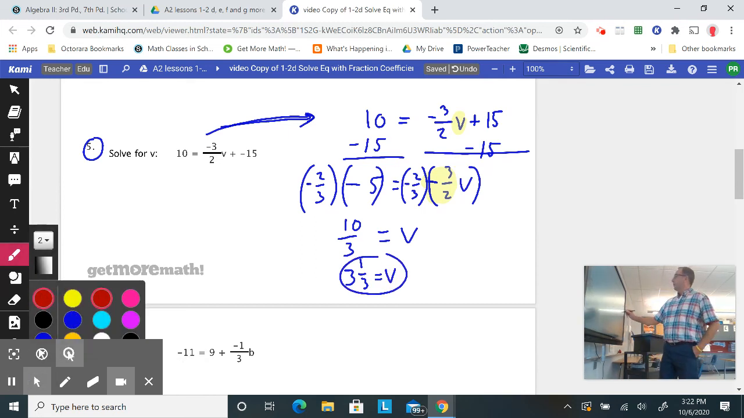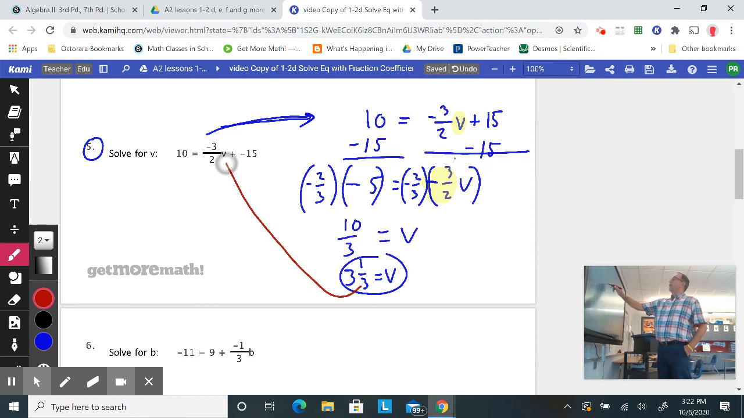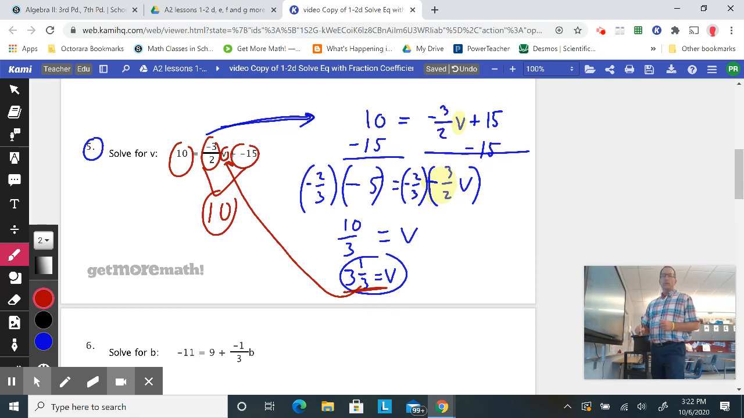If you substitute 3 1/3 in the original equation where v is, multiply times -3/2, add 15, that answer should be a 10. If it is, that means both sides are equal, and this has to be correct. Always can check. Get a calculator out and check it.